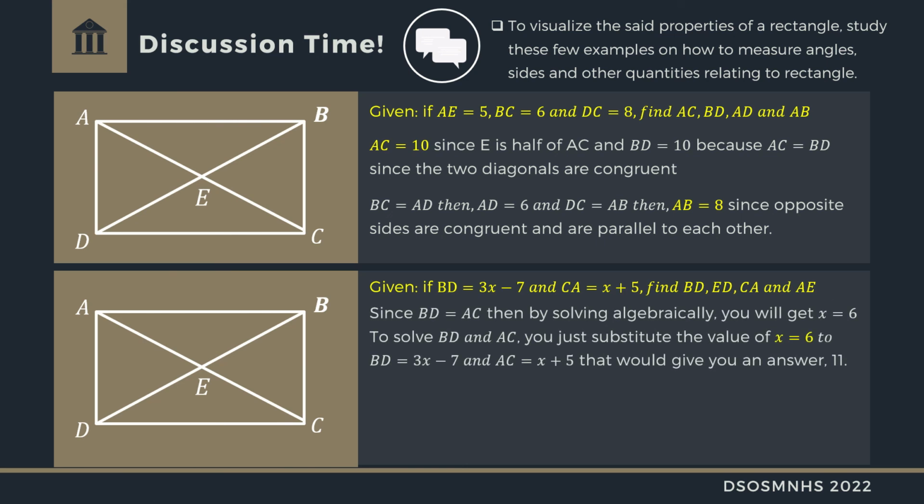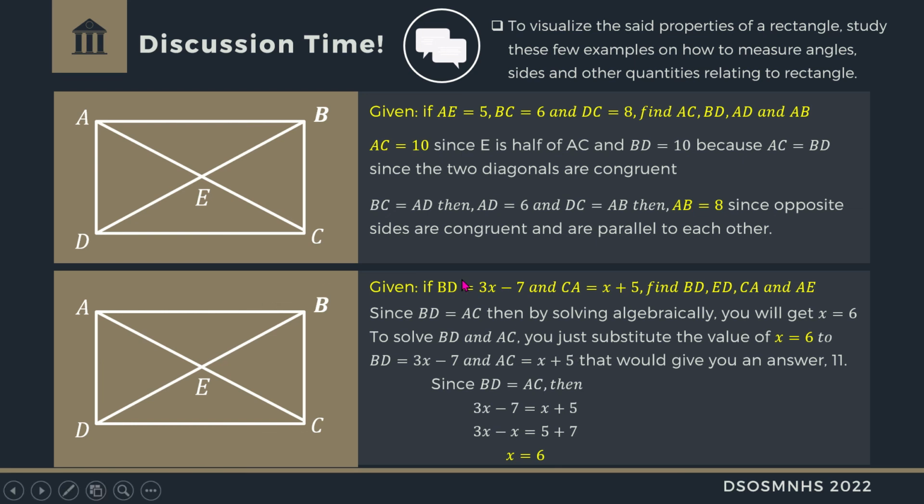Since BD is equal to AC, the two diagonals BD and AC are congruent to each other. By solving algebraically, you will get x equals 6. To solve BD and AC, you just substitute the value of x, which is 6, to BD, which is 3x minus 7, and AC, which is x plus 5. That will give you an answer which is 11.